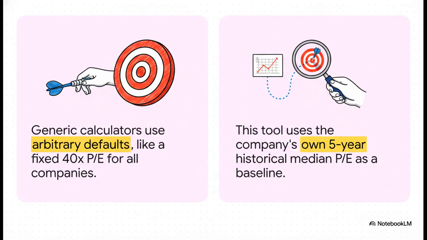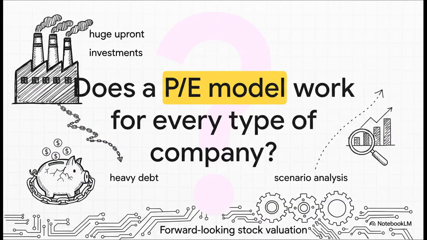It means your starting point is grounded in that company's specific history, which is a much more realistic way to start. That is a very fair question. We've been talking a lot about price-to-earnings ratios, but that's not always the right tool for the job. What about companies where earnings just don't tell the whole story? I'm thinking of industries with massive upfront costs or a ton of debt.